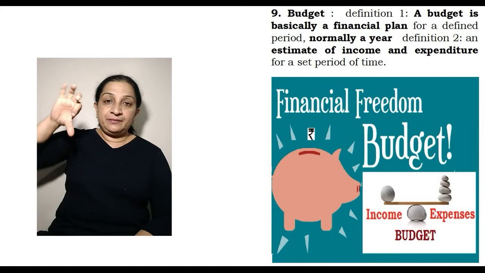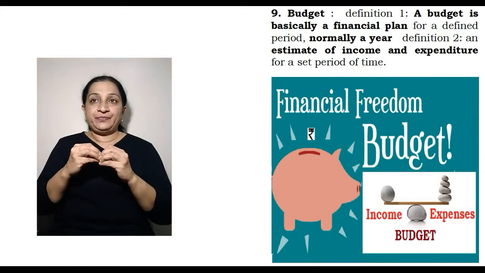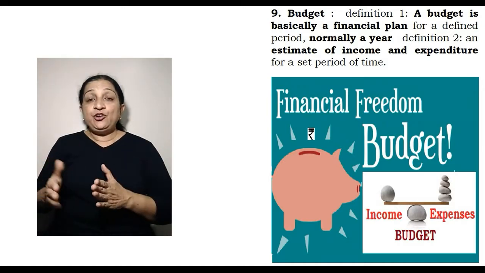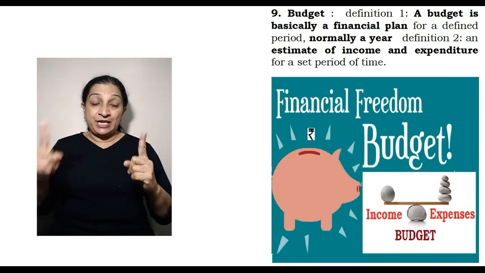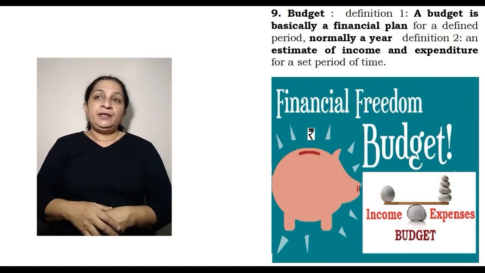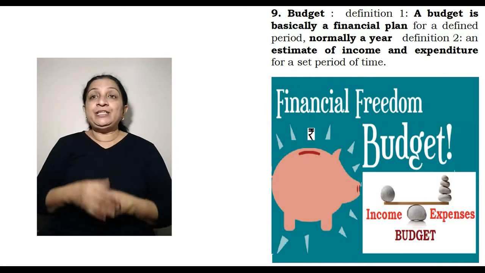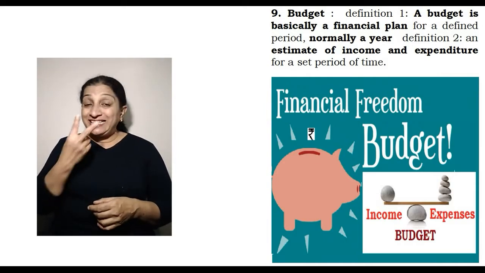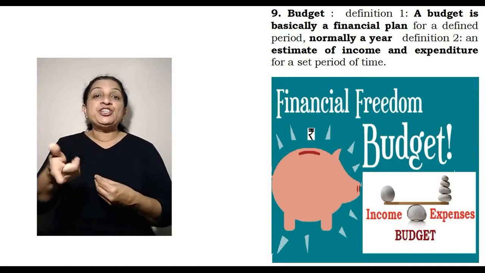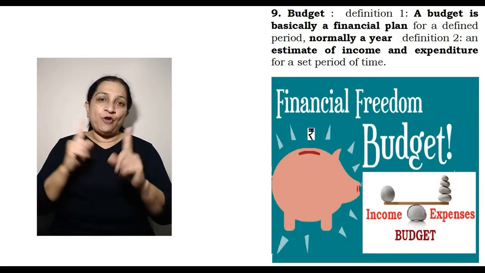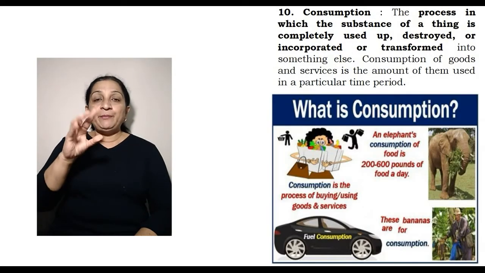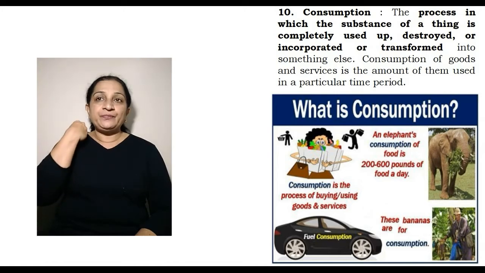Number 9, budget. That is a financial plan for a period of time, generally 1 year. The second definition is that you estimate the income and the expenditure for one period of time, generally 1 year. Number 10, consumption.